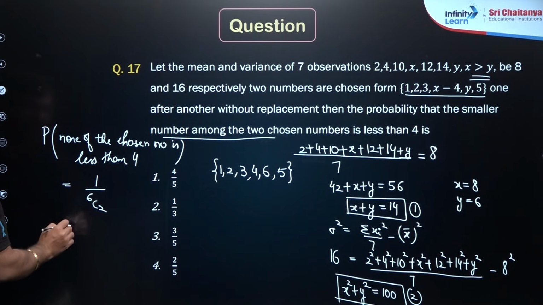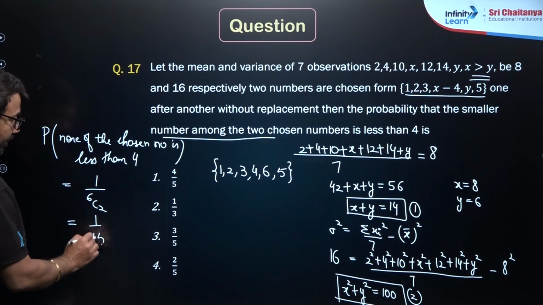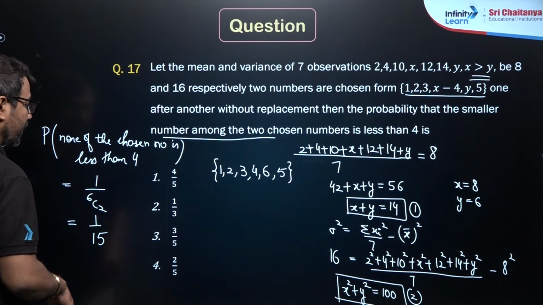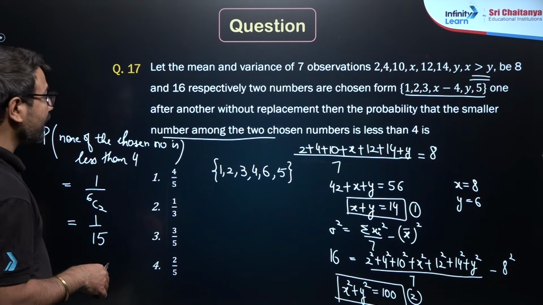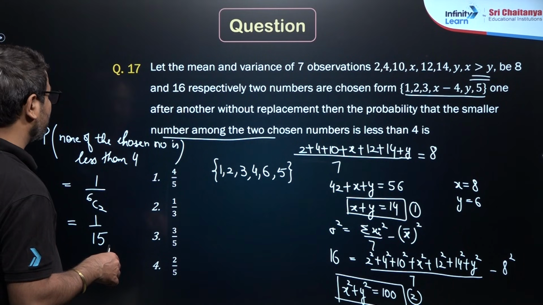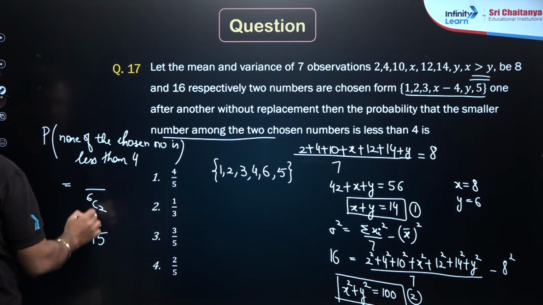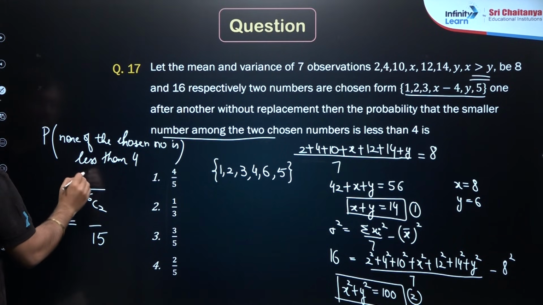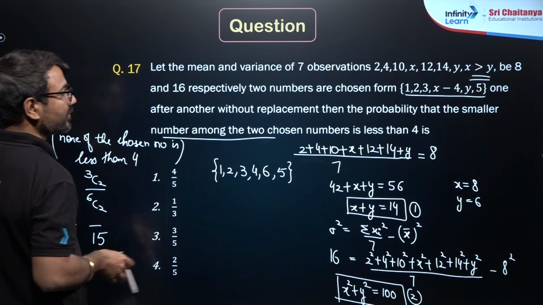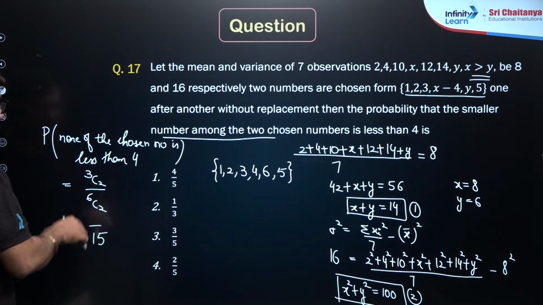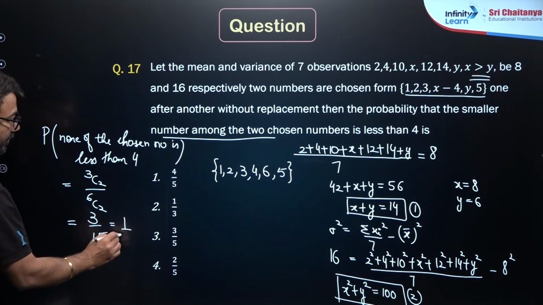6C2 will give you the result, my dear students, 6 into 5, 30 over 2, so 1 by 15. Is it clear to you? Are you able to understand? So over here, equal to 4 is also allowed. So I think I have to write 3C2 here. Out of the 3, because 4 is allowed, 6 is allowed, 5 is allowed. So 3C2 over 6C2. 3C2 is 3 over 15, which is 1 by 5.